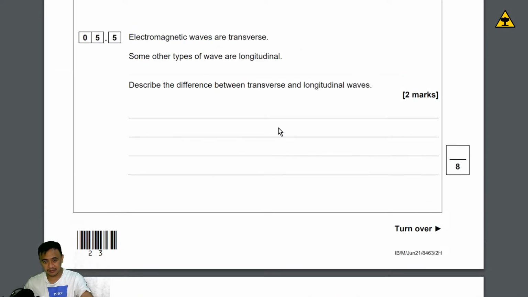This one is really easy, I think. Electromagnetic waves are transverse. Some other types of waves are longitudinal. What's the difference between transverse and longitudinal waves?